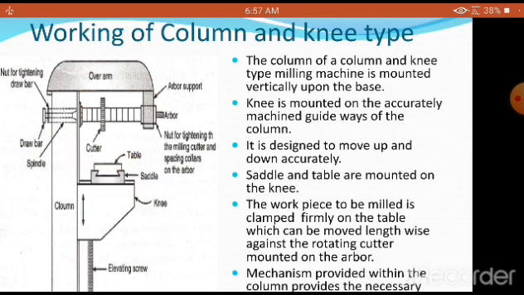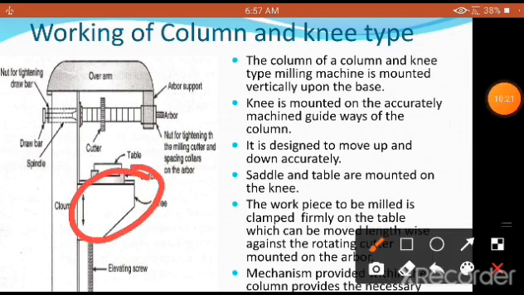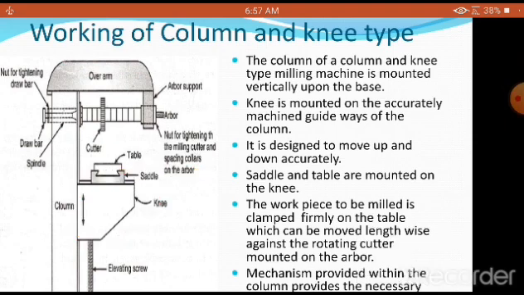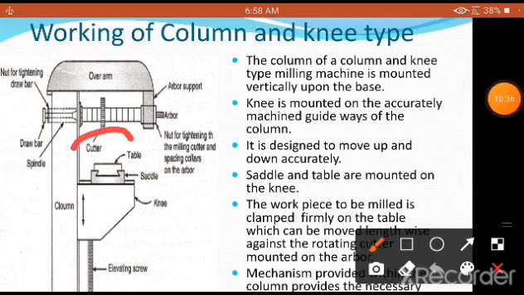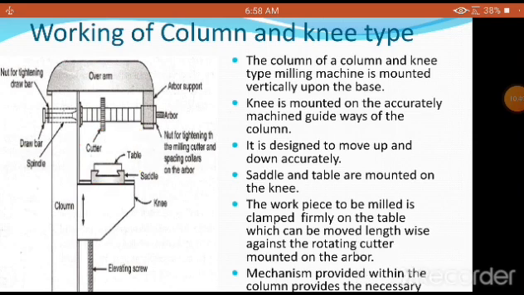That is why you see the shape here. The shape of this is just like a knee of a human body. That is why the name has come like that. So now the knee is mounted on the accurately machined guideways of the column, and it can even be clamped. That is also important, at the required position depending upon the height of the workpiece being held firmly on the machine table. Saddle and table are mounted on the knee.